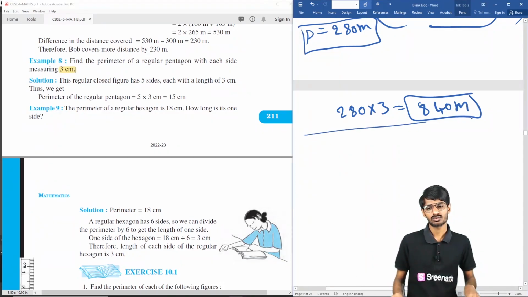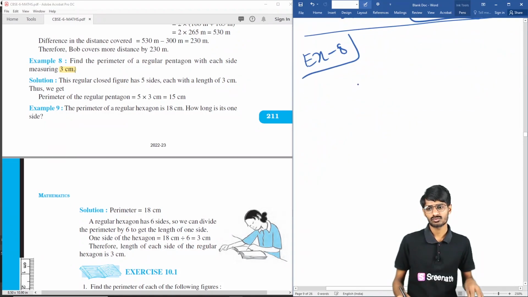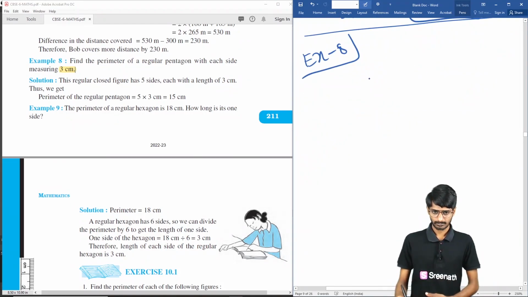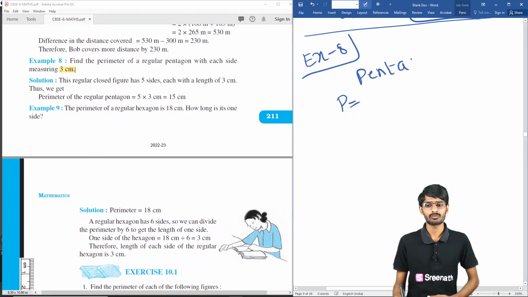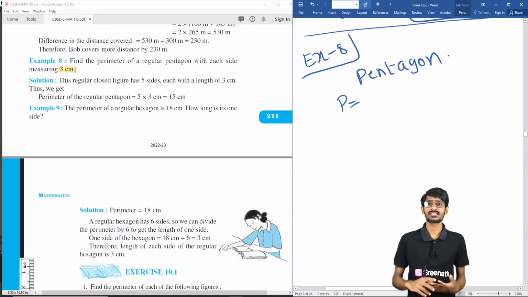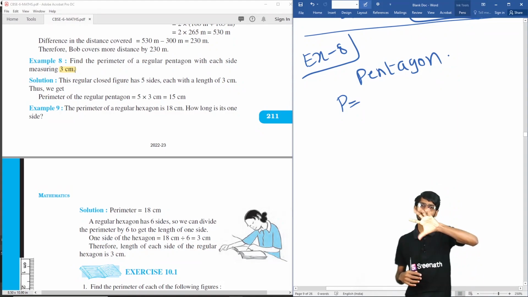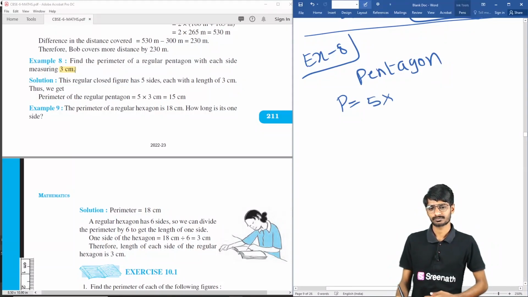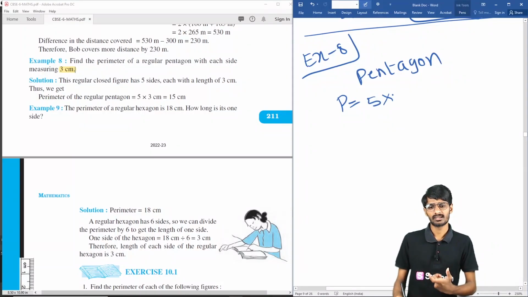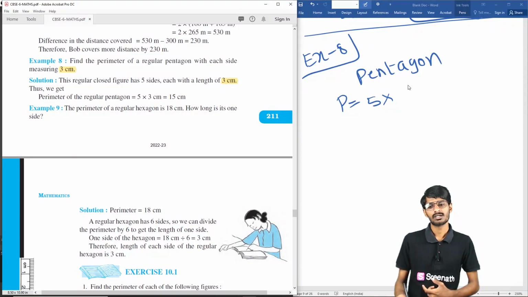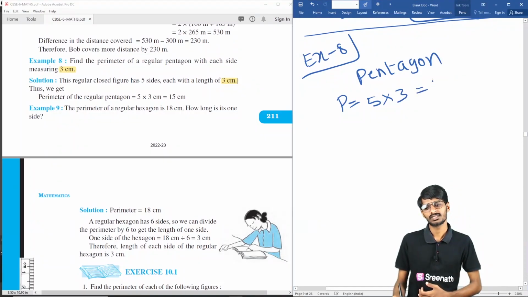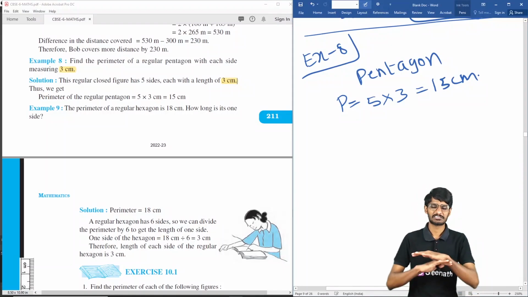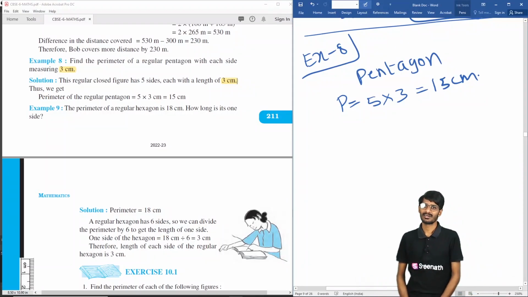So here, in example 8, we have to find out the perimeter of a pentagon. A regular pentagon means it has 5 sides and the 5 sides are equal in length. So it is 5 into the length of each side. The length of each side is 3 centimeters. 5 into 3 is 15 centimeters. That's it, students.